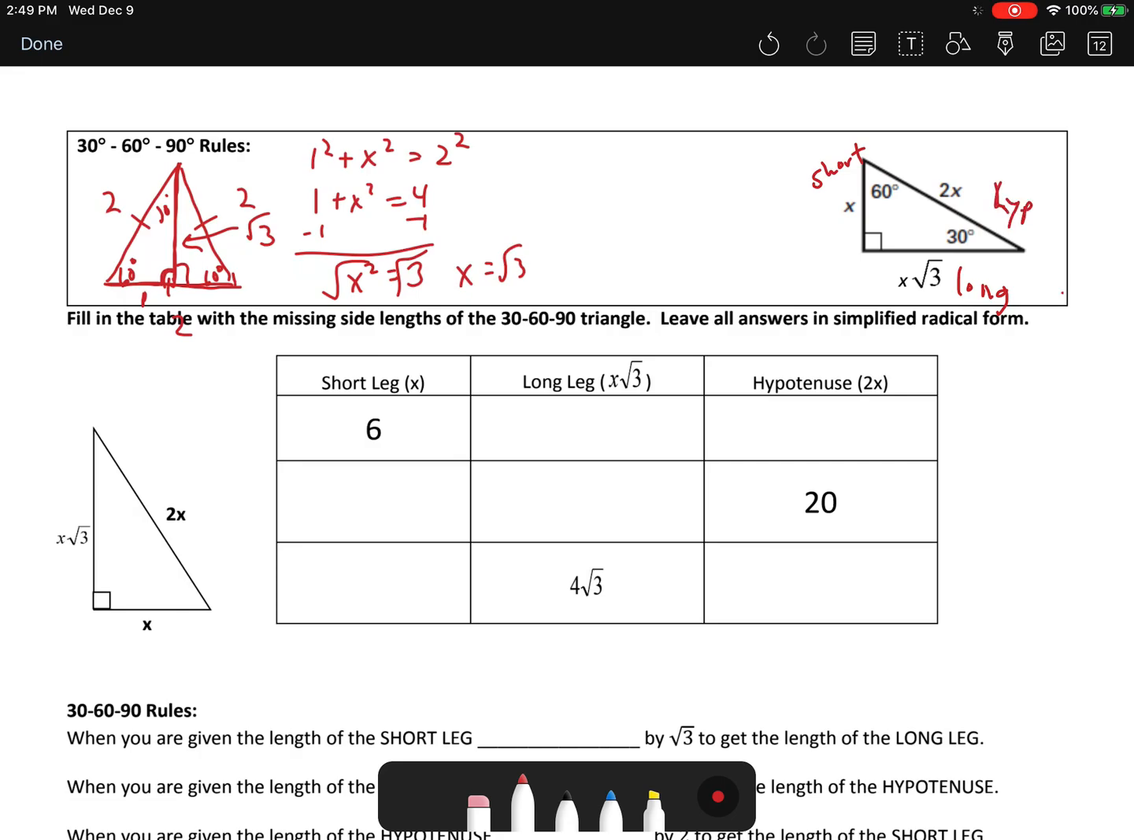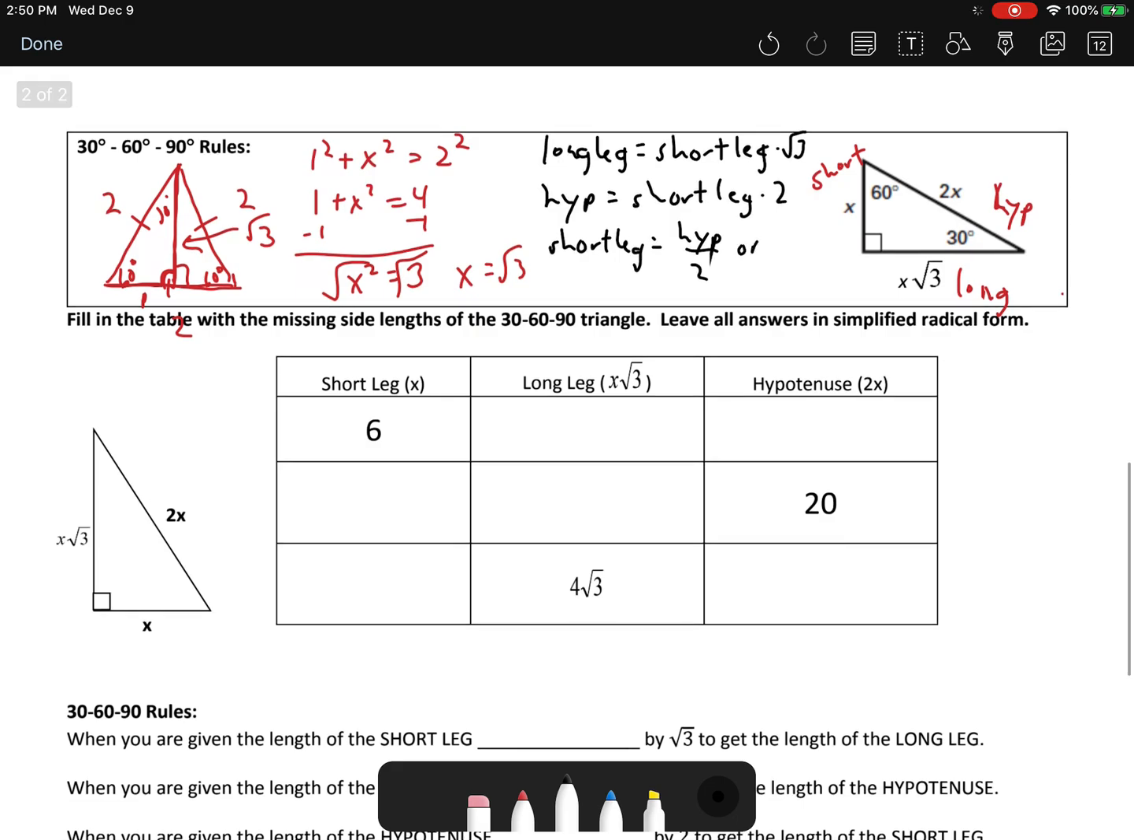Okay, so the short leg, all right, sorry, I'm going to start with the long leg. The long leg is the short leg times radical 3. The hypotenuse is the short leg times 2. But what if we don't know the short leg? Well, that would mean it's the hypotenuse divided by 2, or the long leg divided by radical 3.